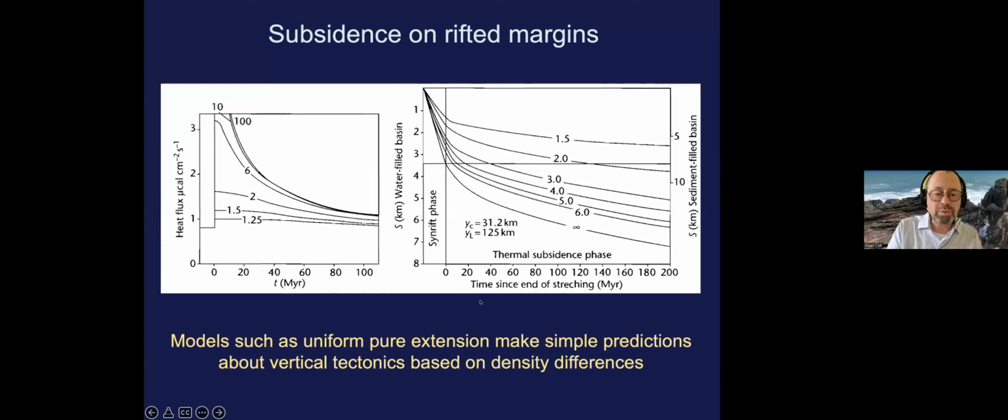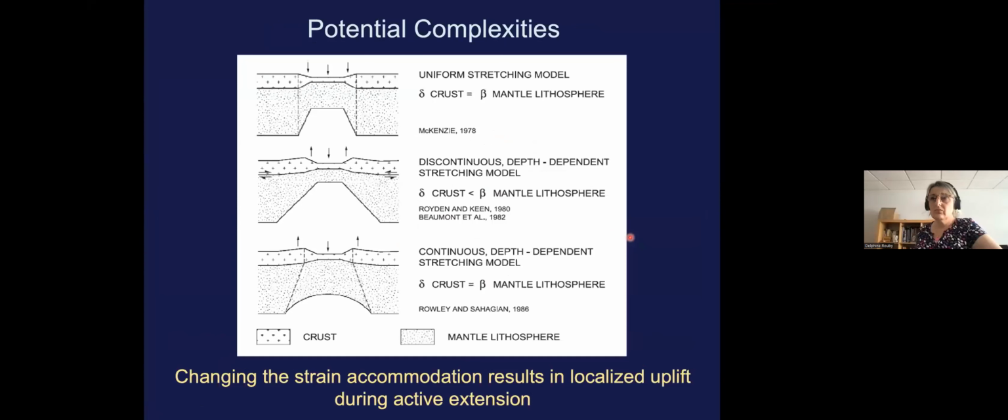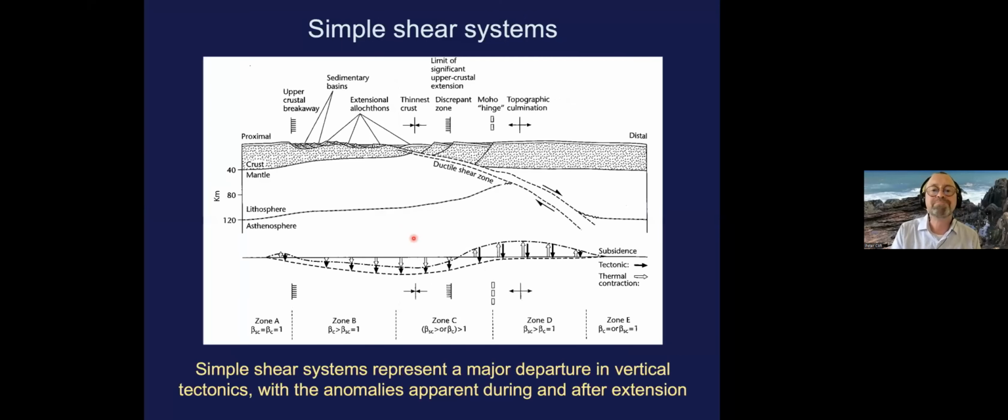So as you all know, there's an expectation about the type of subsidence that one might expect on a rifted margin based on the degree of extension. Simple models like uniform pure shear extension make predictions about the amount of subsidence you would expect in the basement through time based on the amount of extension. Of course, that's a very simple model, and we do know that there are a variety of reasons why that's not always true, that there are different ways of accommodating the strain in the upper, lower crust and the mantle lithosphere that make a difference to the local subsidence.